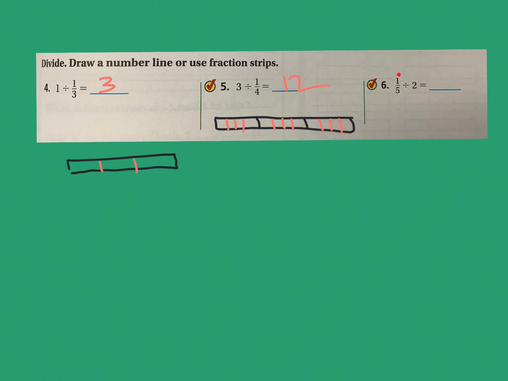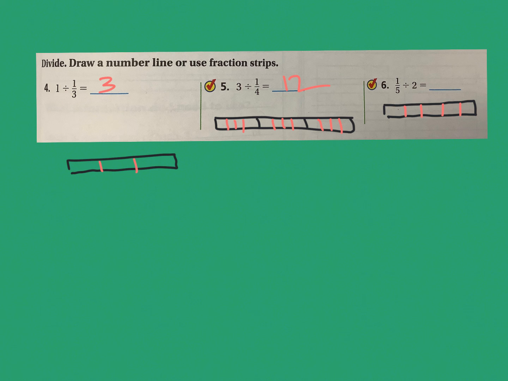But this time, my dividend is the fraction, and it's being divided by a whole number. So I'm taking that even smaller. It's going to end up an answer that's even smaller than that. I have 1/5. I have to start with 1 whole to compare it to. I'm splitting that into 5 equal pieces. That is 1, 2, 3, 4, 5.